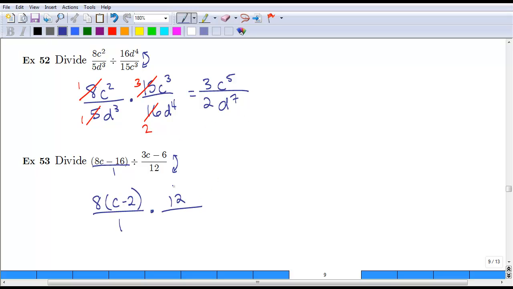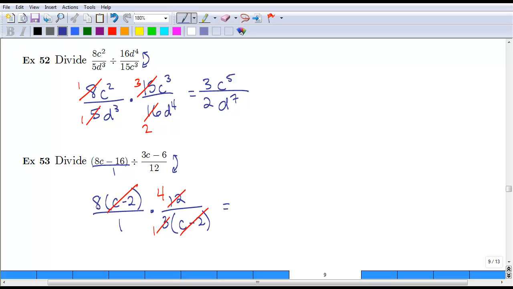And this 3c minus 6, if we factor out a 3 that they have in common, we are left with c minus 2. Now if this is too many steps to do at once, you can do them individually. That's fine. Flip the fraction over first and then worry about factoring. At this point we can simplify a bit. We've got 12 divided by 3, which would be 4, and we have c minus 2 divided by c minus 2, which would be 1.